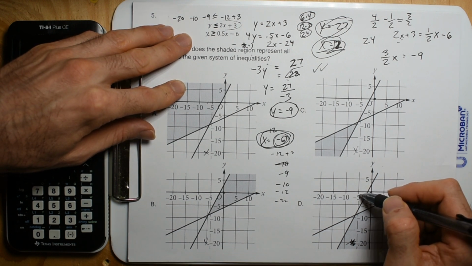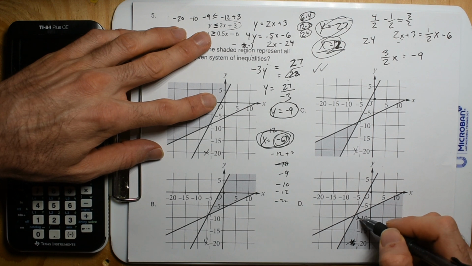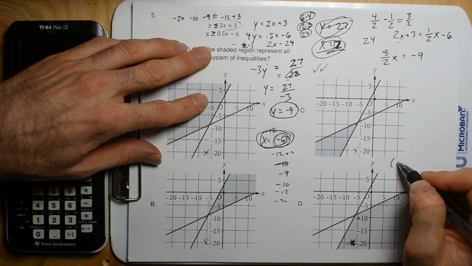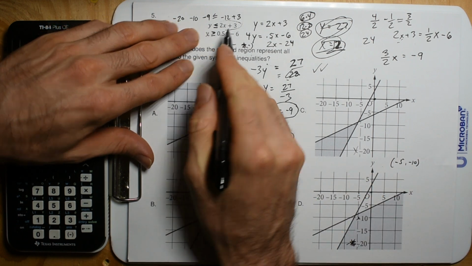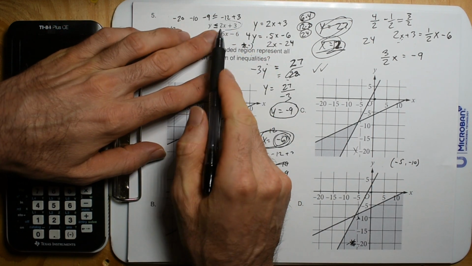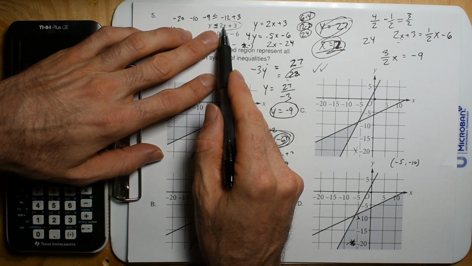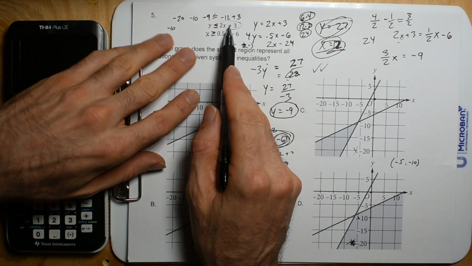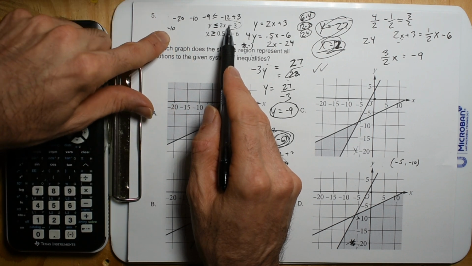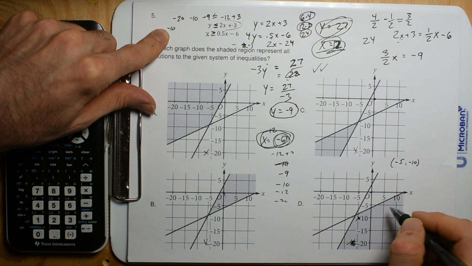So we were going to go -5. Let's just do that. -5, -10. Okay, so x is -5, y is -10. And so we have -10. So -5 times 2 is -10 plus 3 though, where this isn't less than or equal to that. So that value does not work.